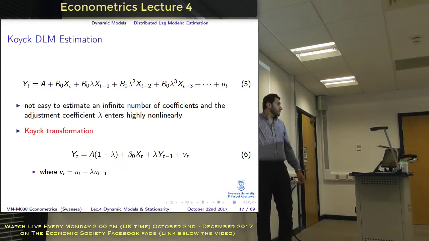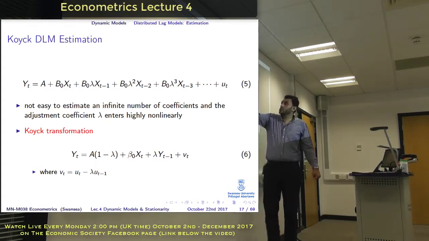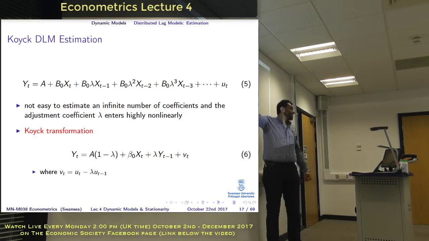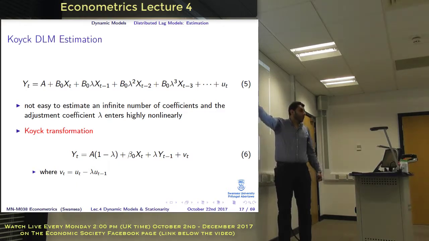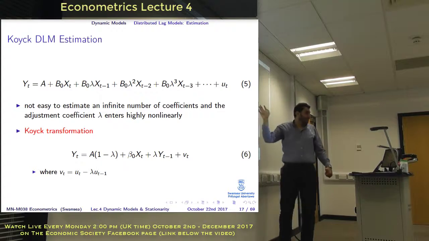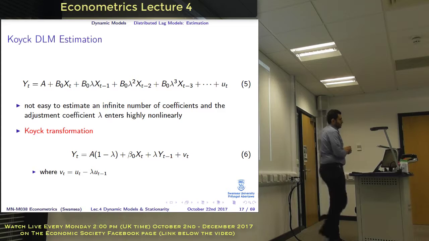So we have beta 0 lambda, so this is beta 1, okay? This is beta 0 lambda squared, this is beta 2. This is beta 0 lambda to the third power, that means this is beta 3, and so on. So what does this make now? How does this help us?